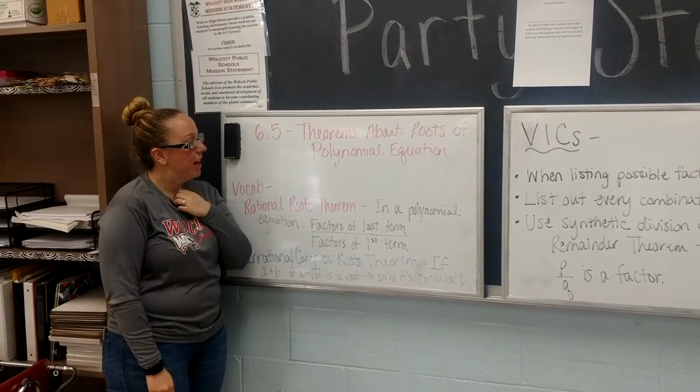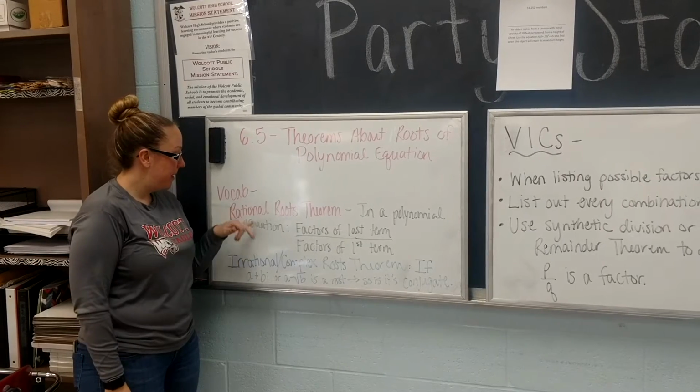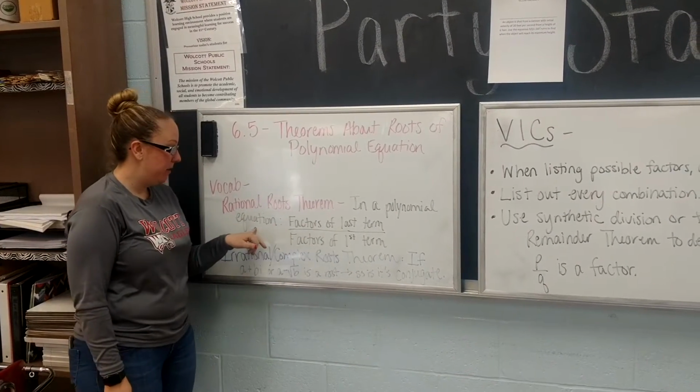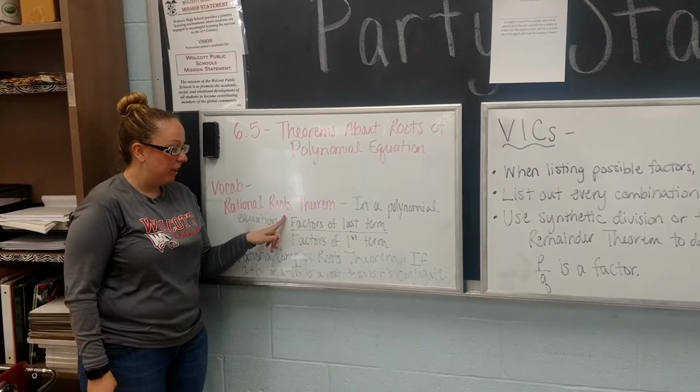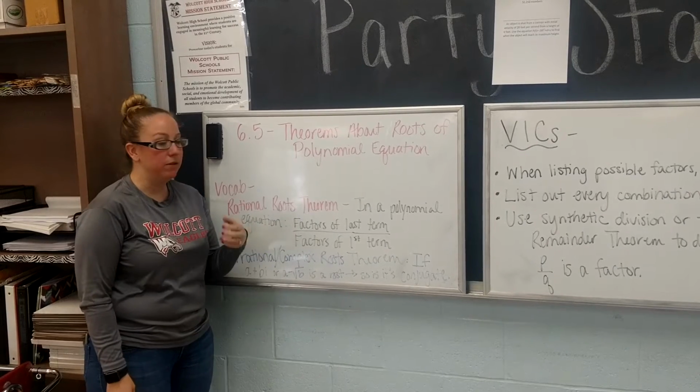This is section 6.5, theorems about roots of polynomial equations. Your vocab term is rational roots theorem. And the rational roots theorem says that in a polynomial equation, the factors of the last term over the factors of the first term are going to give you possible zeros of your function.